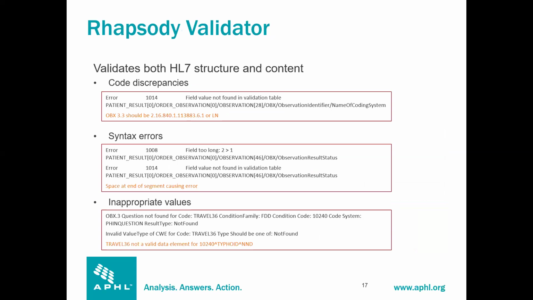These are some snippets from our Rhapsody validator, the kind of information that we see there. So we see code discrepancies, code system discrepancies, syntax errors, and even inappropriate values, so if they're sending data elements that are not included within that message mapping guide.